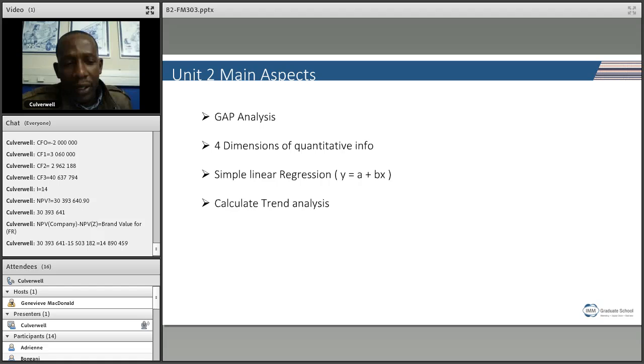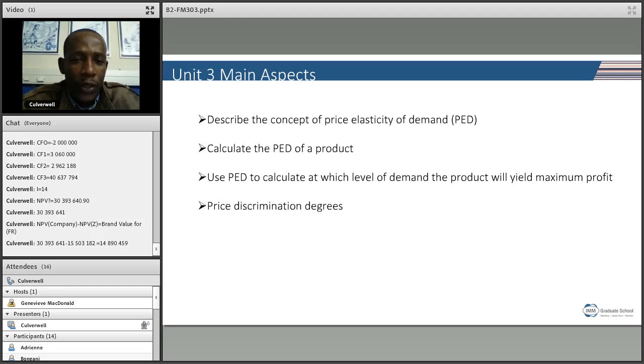The simple linear regression, y is equal to a plus bx. Y is the dependent variable, x is the independent variable, a is your y-intercept, and your b becomes a gradient. And then you also should be able to calculate your trend analysis, calculated by saying current value subtract previous value over previous value times 100. Those will be the few questions that might come on your unit 2.